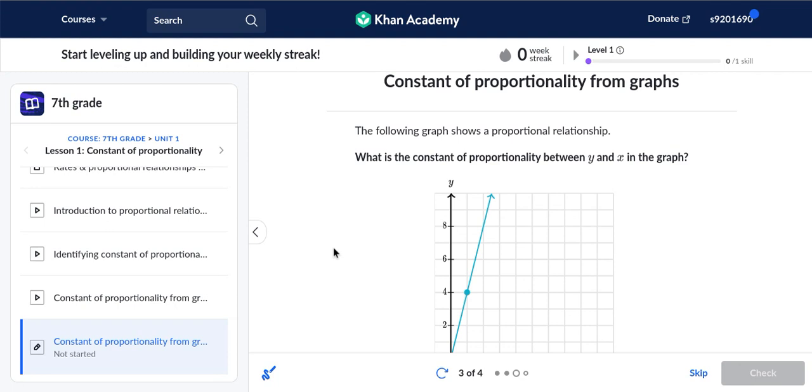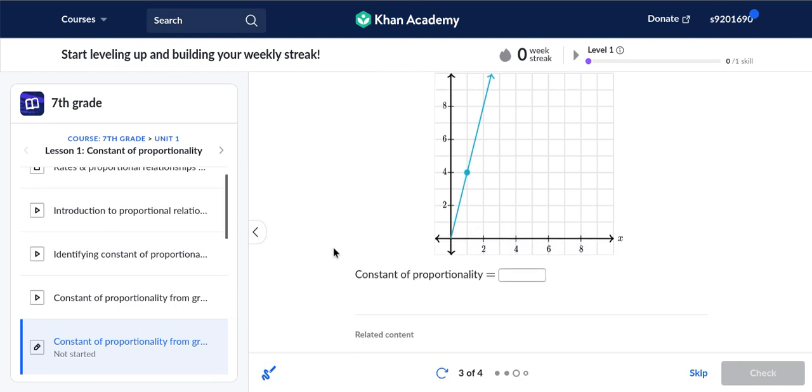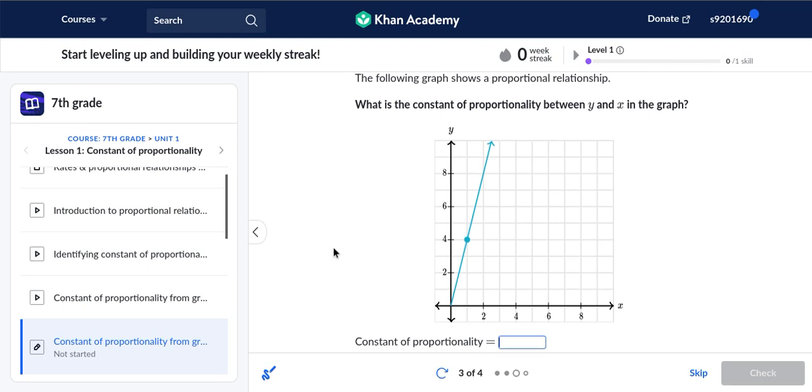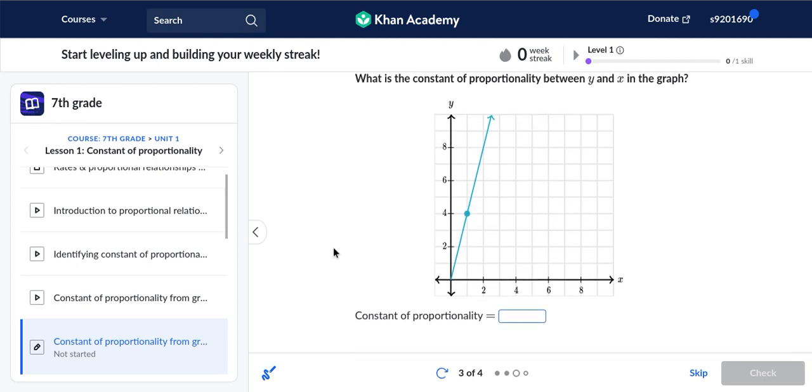It says, what is the constant of proportionality between y and x in the graph? So we have 4 here, and the line is going up. And so our coordinate point is directly on the y-axis, and it is 4. So when we have our 4 right there, it points exactly right there. So that means our constant of proportionality would be 4.